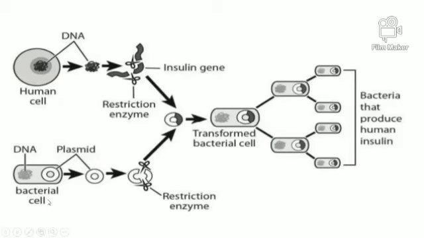Then take a bacterial cell, that is Escherichia coli. It has its own DNA, and this is the plasmid DNA, a circular extra chromosomal material, that is a plasmid. Then you take this plasmid and again cut it with the restriction enzyme at one site. There are a number of sites where restriction enzymes cut the plasmid. Then you have to insert that insulin gene in the plasmid.